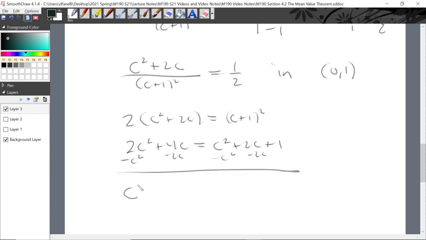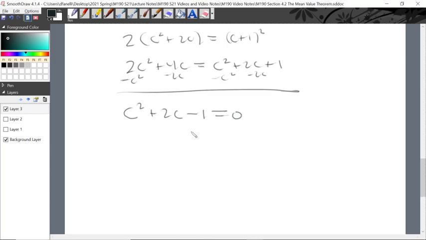So we have c squared plus 2c minus 1, and that's equal to 0. Solve this quadratic equation. It does not look like it factors, because I can't find two integers that multiply to -1 but add up to 2, and the leading coefficient here is 1. So I'm going to use the quadratic formula, or completing the square would be fine as well.